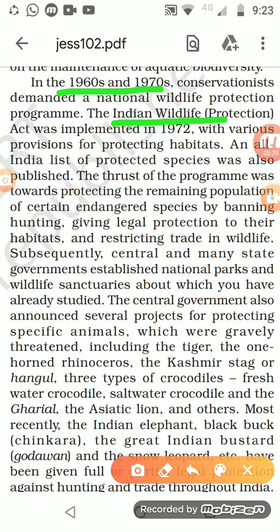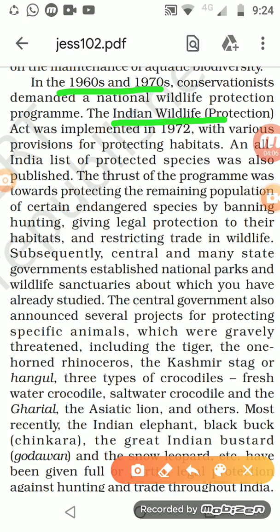An all India list of protected species was made, and it was protecting the remaining population of certain endangered species. Many of the animals, children, we are witnessing such a troublesome time that in future endangered species can become extinct. So we have to see that all these endangered species do not become extinct. We save these animals. Some examples are given here, children, you can see.